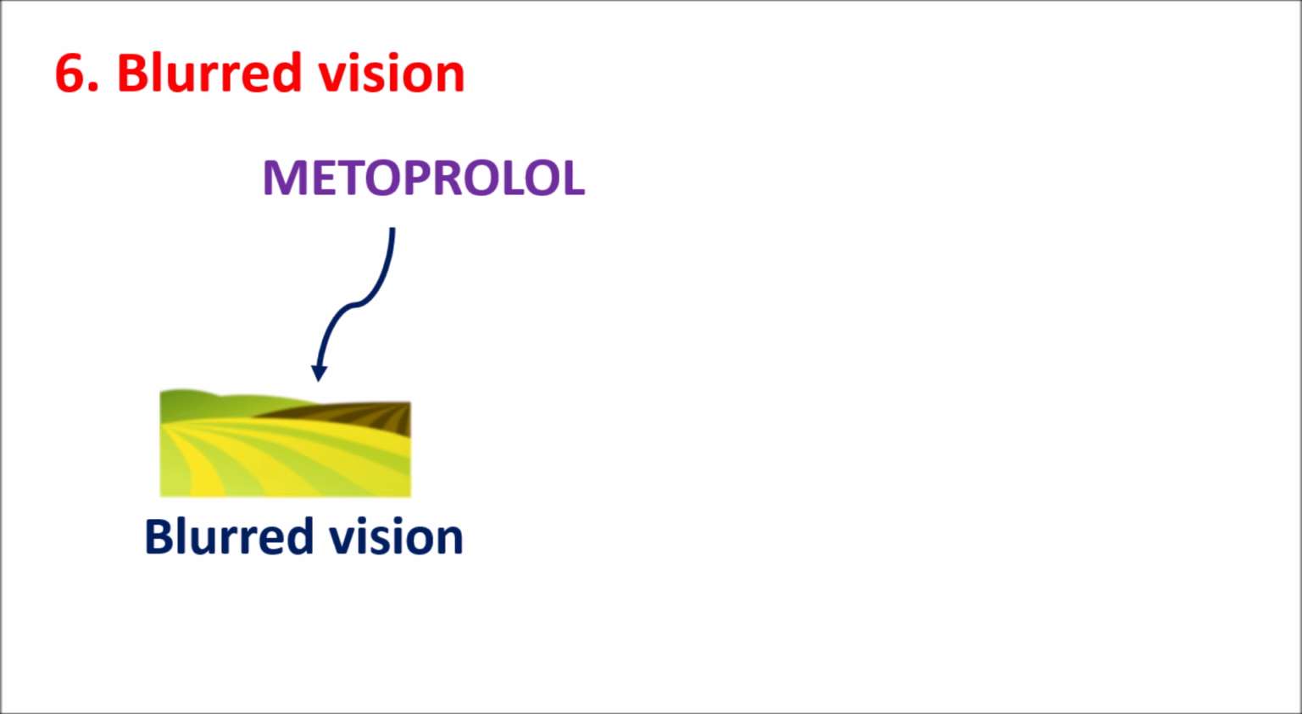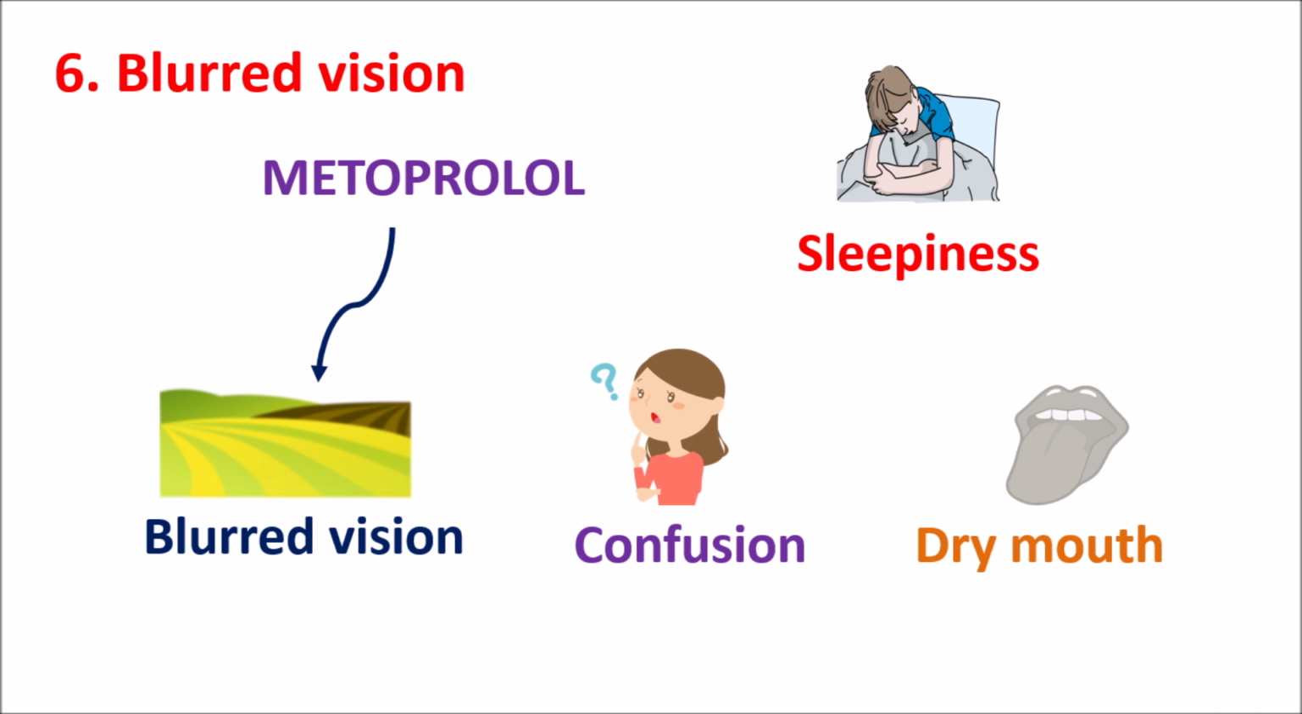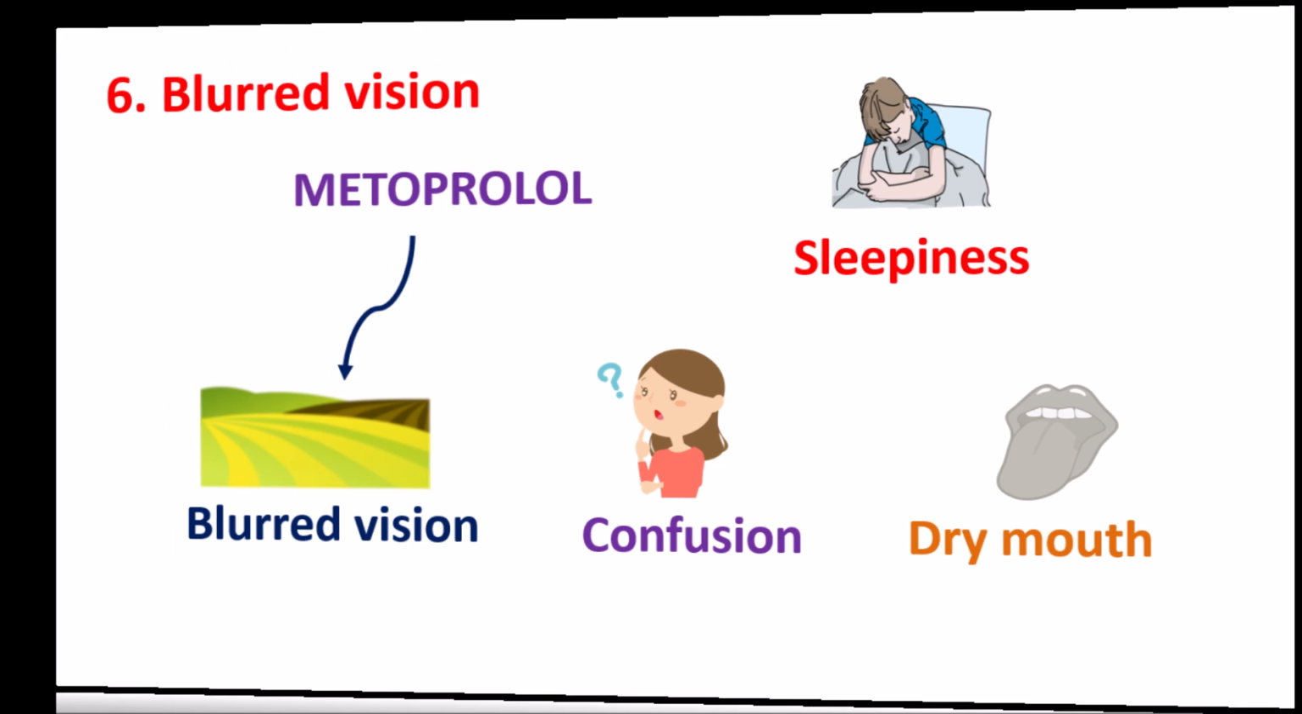Sixth one, blurred vision. This is a common side effect observed with metoprolol. Metoprolol can produce some blurred vision. It can even increase sleepiness, some somnolence in people. It can also produce a state of confusion, as well as induce some dry mouth. All these side effects are commonly observed with metoprolol.